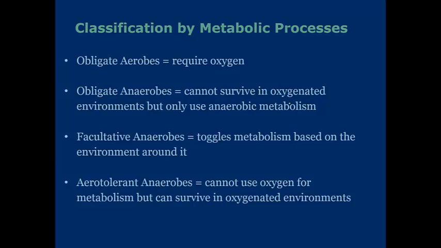Other ways to classify prokaryotes include metabolic process, and there's 4 major ones based on whether they use oxygen or not. Obligate aerobes, as the name would suggest, are obliged to use oxygen. Obligate anaerobes are forced to use non-oxygenated processes. As such, oxygen is toxic to them, so they can't survive in these environments. Facultative anaerobes switch back and forth based on the environment around them, and aerotolerant anaerobes cannot use oxygen but can survive in oxygenated environments, unlike obligate anaerobes.